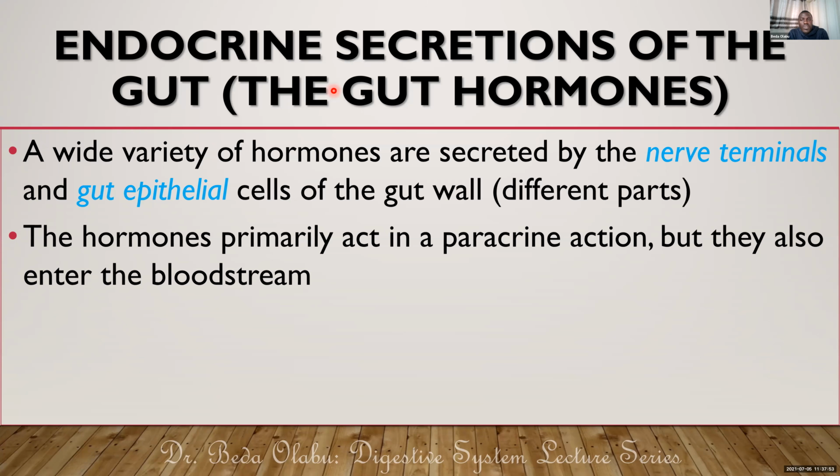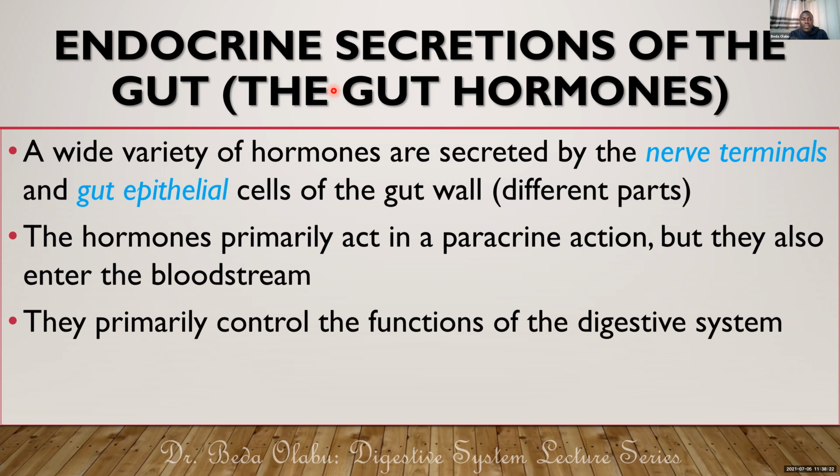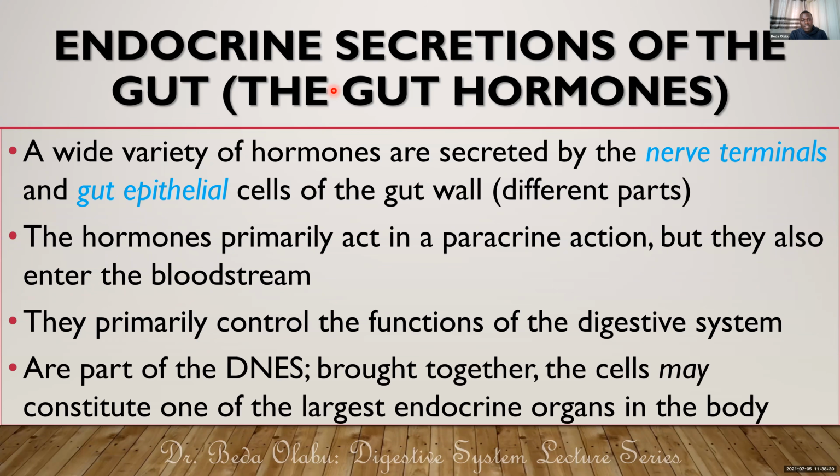The hormones which are produced by the digestive system, specifically from the wall of the digestive system, are called the gut hormones. They either come from the nerve terminals within the GIT wall or the epithelial cells within the GIT wall. Most of these hormones act on a paracrine action, and so you wonder why they're being called hormones. However, they also enter the bloodstream, and I think that's why we then call them hormones.